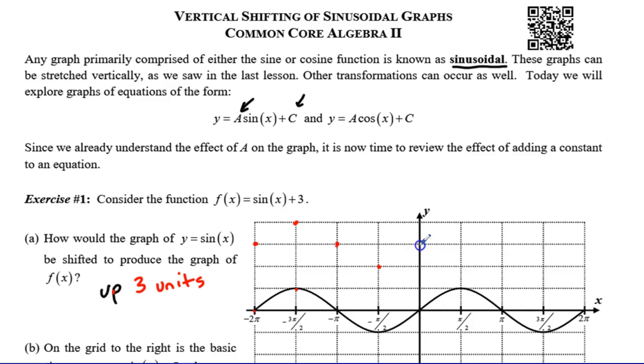Okay, so hopefully you took the time to make your graph. We should always label our graph.